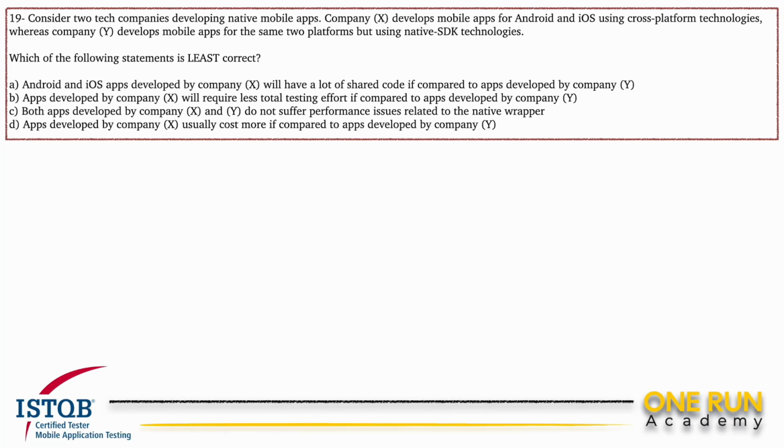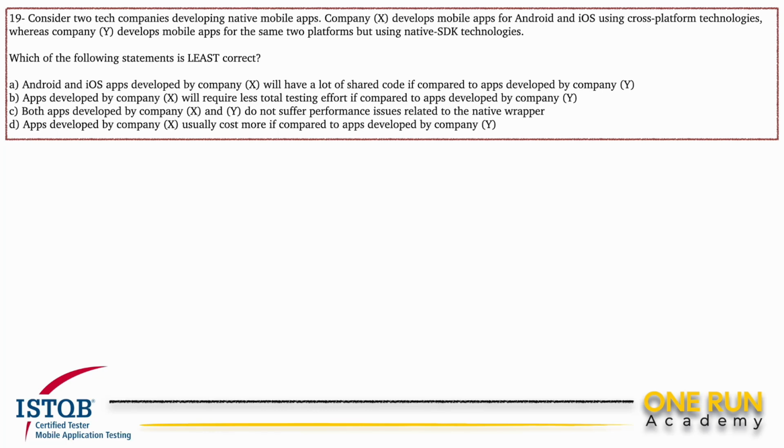A. Android and iOS apps developed by company X will have a lot of shared code if compared to apps developed by company Y. B. Apps developed by company X will require less total testing effort if compared to apps developed by company Y. C. Both apps developed by company X and Y do not suffer performance issues related to the native wrapper. D. Apps developed by company X usually cost more if compared to apps developed by company Y.